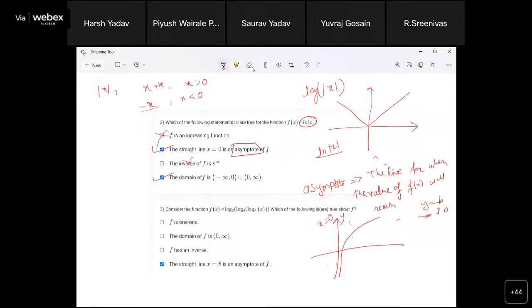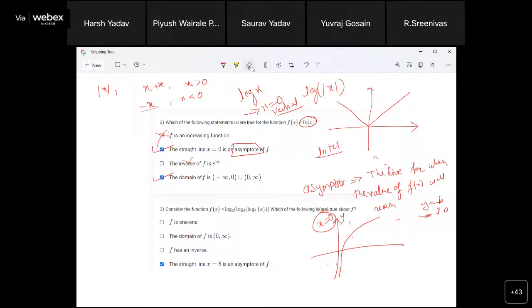Understood. Sir, one question. If there is log x, then is x equal to 0 an asymptote? Yes, x equal to 0 is an asymptote for log of x. If the mod is not there, then for log of x also, yes, x equal to 0 is the asymptote. For that, x equal to 0 is a vertical asymptote. Okay.